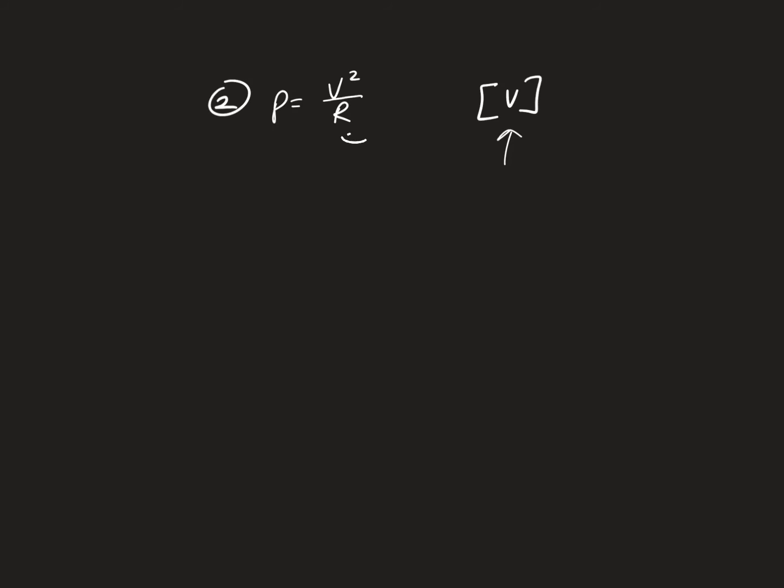Okay, we want to make v the subject. So maybe let's get rid of this r first. P times r, and then we can get rid of the r. Now we have this v squared, and we want to get rid of it. How do we do it? We take a square root. We have the square root of P times r equals v.